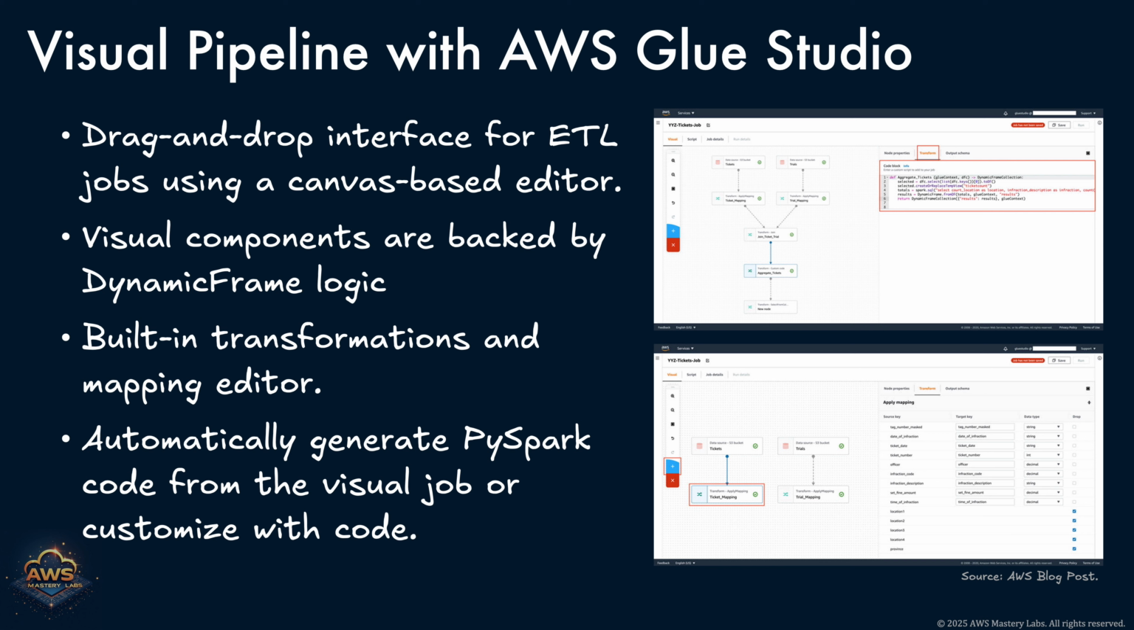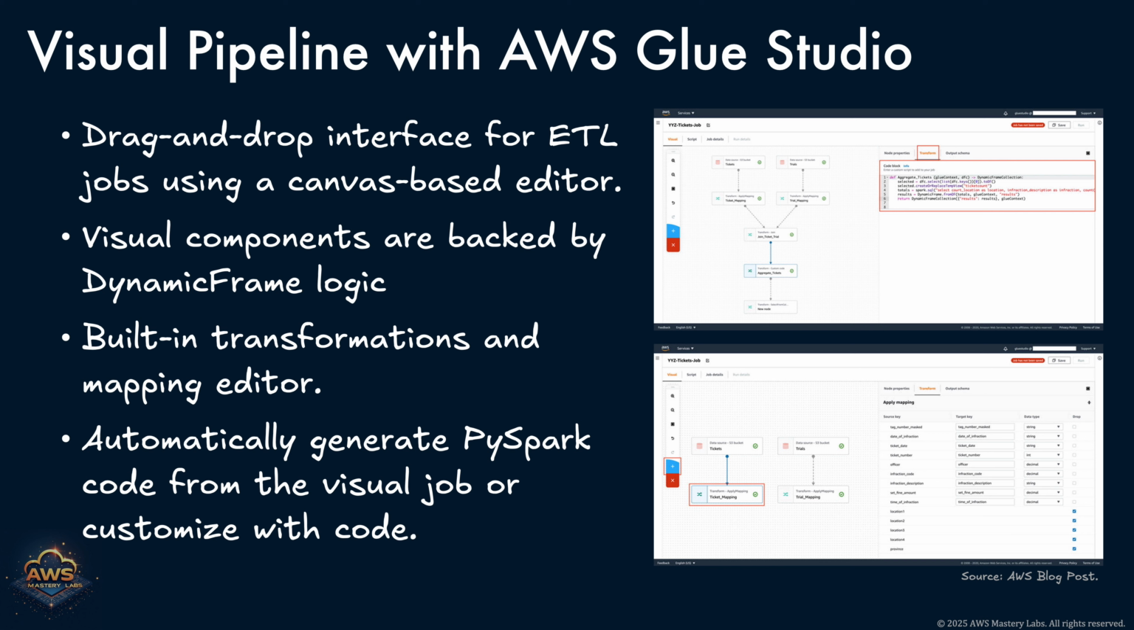A standout feature is schema preview and validation. At each stage in the pipeline, Glue Studio lets you see the shape of your data, making it easy to spot issues early and verify that your logic is working as expected before you hit run. Behind the scenes, all these components are powered by AWS Glue dynamic frames, which handle schema flexibility and semi-structured data more gracefully than traditional data frames.